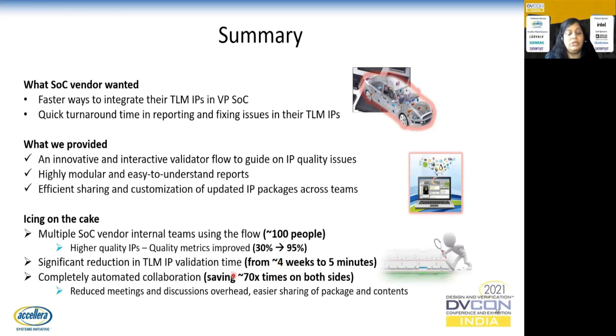Then there is also a significant reduction in the overall validation time for the TLM IP. Earlier, we had to do a lot of manual effort, discussions, iterations, and explaining the challenges. And it used to take around 4 weeks, but now this has been reduced to just 5 minutes. All in all, the end-to-end solution is now a completely automated collaboration. This means reduced meetings and discussion overhead, easier sharing of packages and contents, easier explanation, and no scope of manual errors.